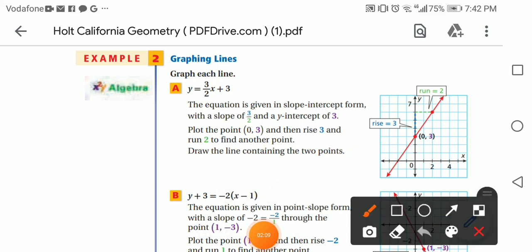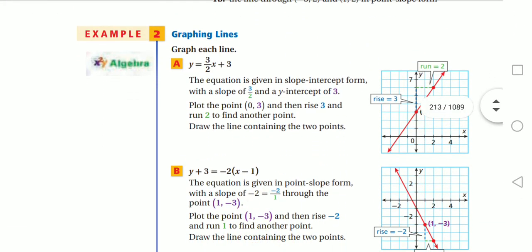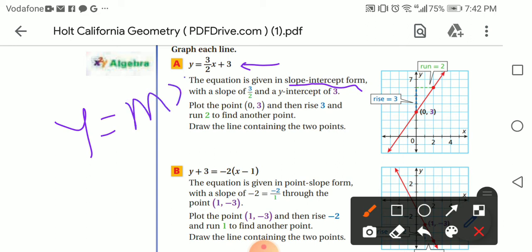Returning to the book, page 191, graphing lines. Graph each line. For the first example, y equals 3 over 2 x plus 3. The equation is given in slope-intercept form, and you know it's written like this: y equals m, the slope, times x plus b. Do you remember this?